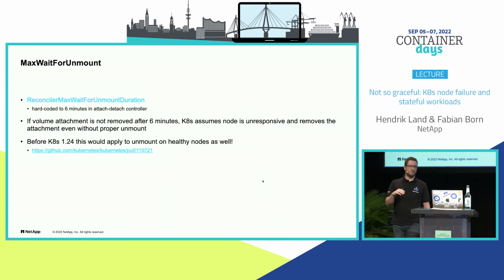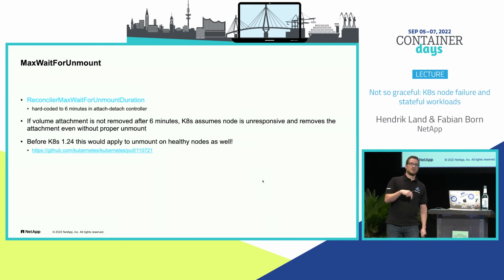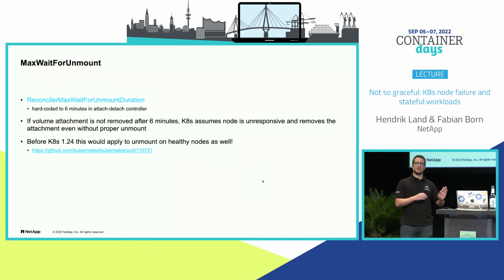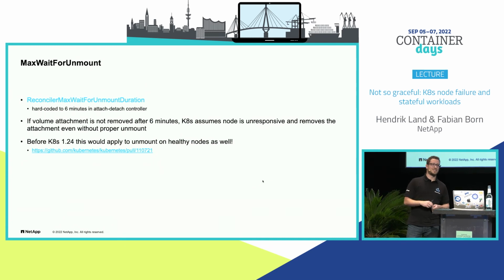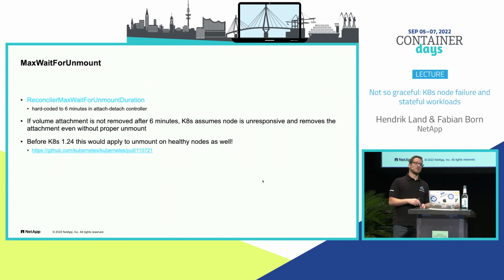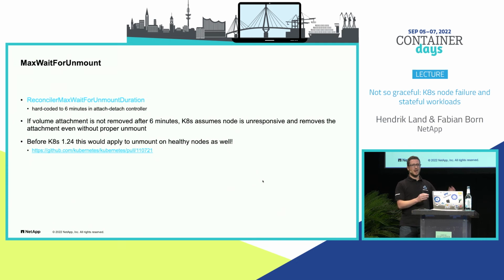Before Kubernetes 1.24, it would actually do that on a healthy node as well. So if there was any issue in your CSI driver, any issue on your storage solution where it would take more than 6 minutes to unmount something, it would just remount that to another node after 6 minutes, even though the node was healthy. That is kind of risky, so that's why it was changed in 1.24. And it now only does that on nodes that are not ready. But on nodes that are not ready, if we force delete the pod or force delete the volume attachment, after 6 minutes, Kubernetes will just remount that to somewhere else, which again brings a potential issue of data corruption.